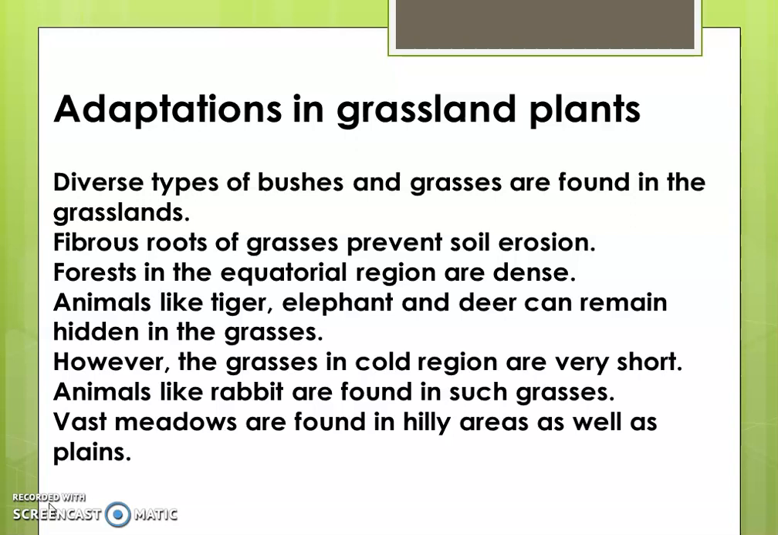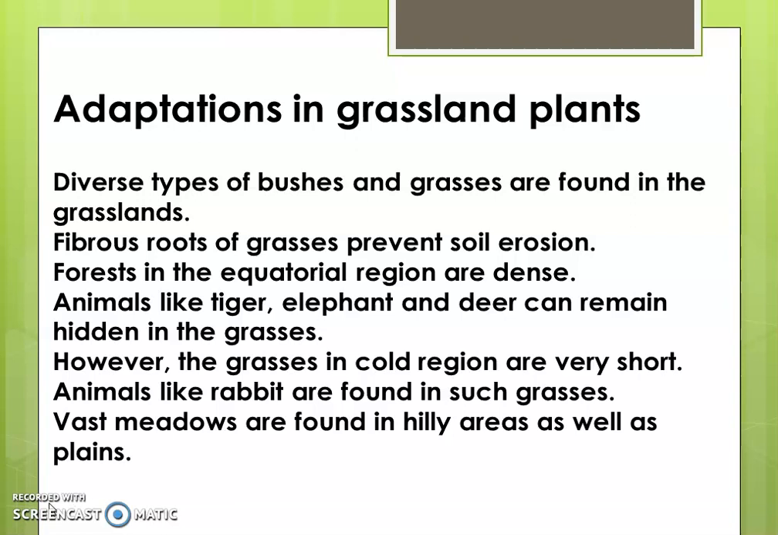However, the grasses in the cold region are very short. Animals like rabbit are found in such grasses. Vast meadows are found in hilly areas as well as plains. Now we have seen adaptation in plants and trees.